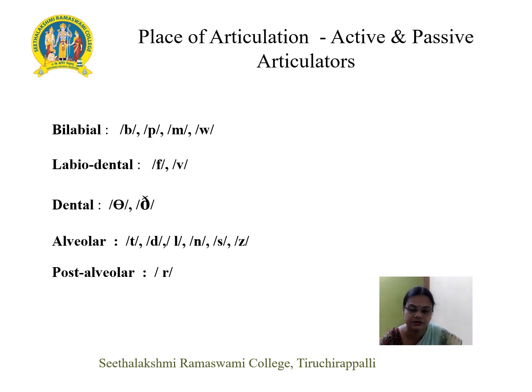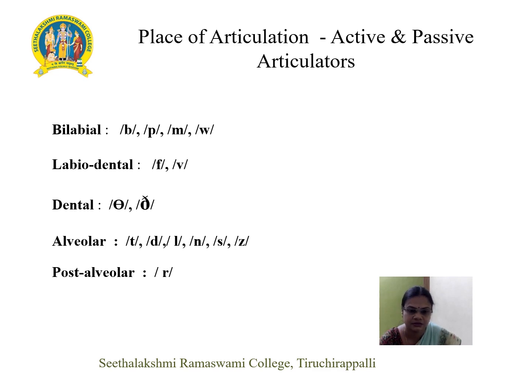Based on the fourth and fifth criteria, that is active and passive articulators, we are going to see the place of articulation. Number 1, bilabial, in which the two lips are the primary articulators. Example, p, b, m and w. Next one is labiodental, in which the lower lip articulates with the upper teeth. The lower lip is the active articulator and the upper teeth is the passive articulator.